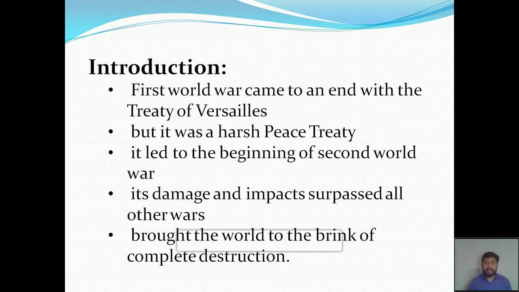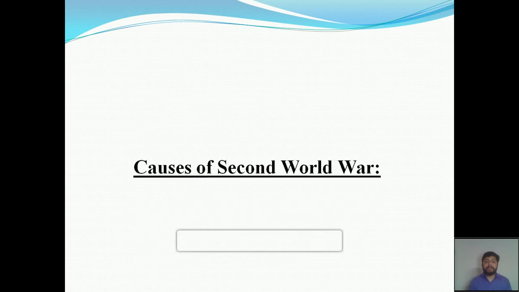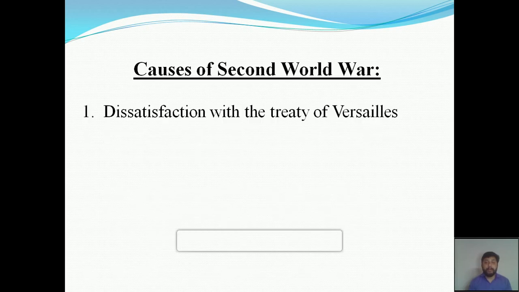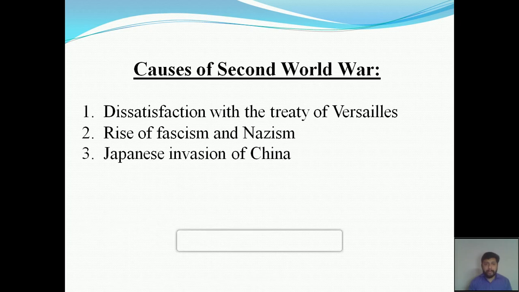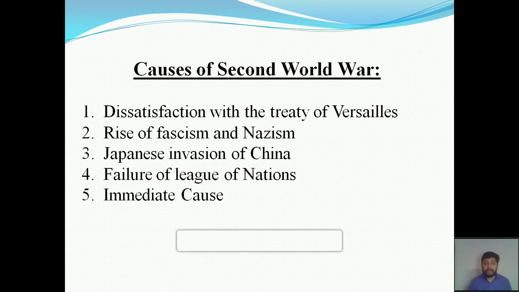So let's see some of the main reasons or causes which led to the emergence of the Second World War. These are the different causes. First, dissatisfaction with the Treaty of Versailles. Second, rise of fascism and Nazism. Third, Japanese invasion of China. Fourth, failure of the League of Nations. And finally, the immediate cause. So these were the 5 different causes which led to the beginning of the Second World War.